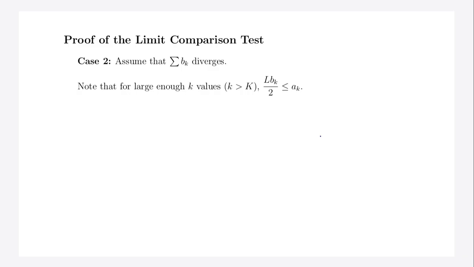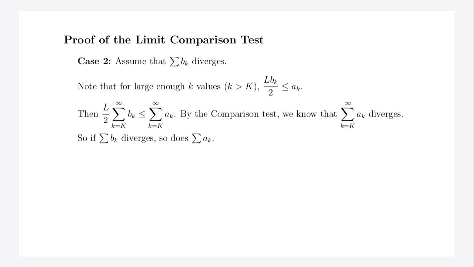We're going to do the same kind of thing. Let's assume that our series B diverges. We'll just use the other half of the inequality. So we'll say, all right, we've got this comparison of series. By the comparison test, we know this thing diverges.